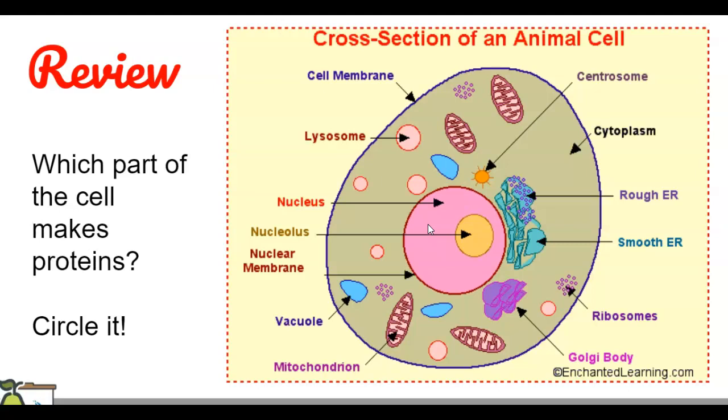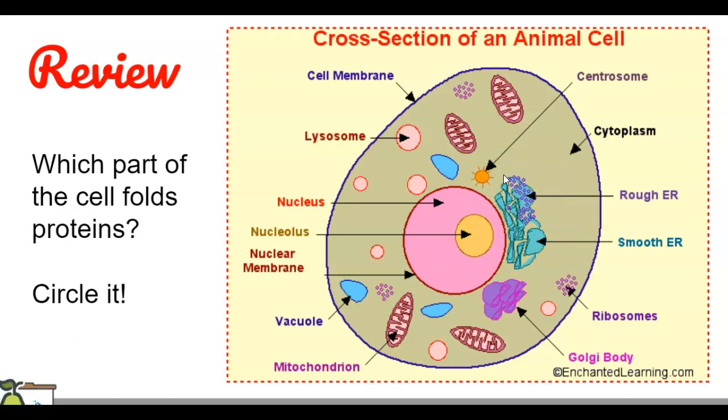What part of the cell makes the proteins? Okay, so we've got the instructions, now we've got to make the proteins. Go ahead and select the choice that makes the proteins. All right, ribosomes, right? These little polka dots, okay? So the DNA has the instructions, and those instructions, we'll talk about this later, but they get sent to the ribosome, and the ribosome then makes the proteins.